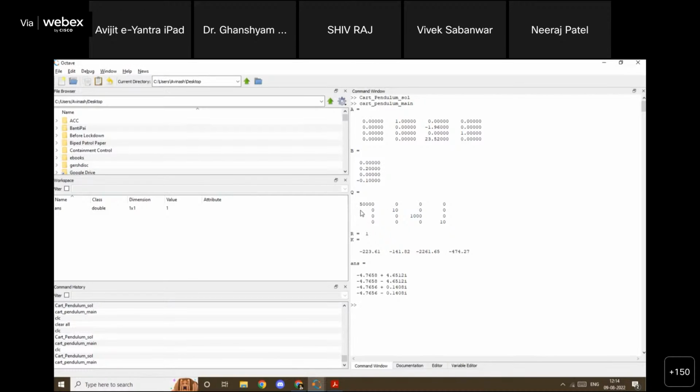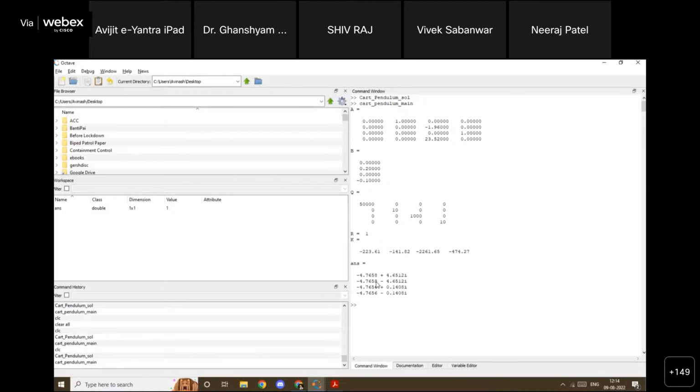Now Q, if you see, theta c is the first variable. I have kept the highest weight on theta c, that is 50,000, and theta c dot, which is the third parameter, I have kept with the second highest. And theta w and theta w dot are not that important to me, so I have kept equal weight for them. So this is how I chose the Q. Then I got the R matrix. Then there is a function called LQR in MATLAB or Octave, which you can use to find out this gain K.